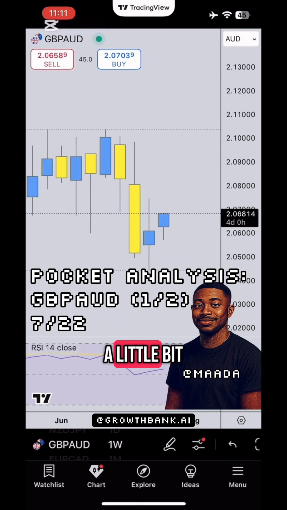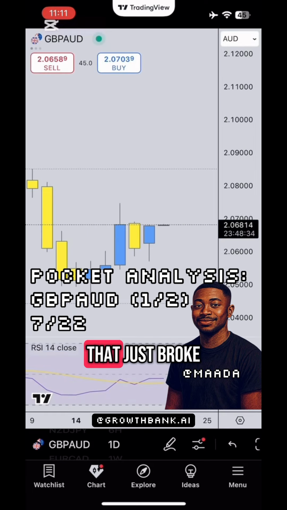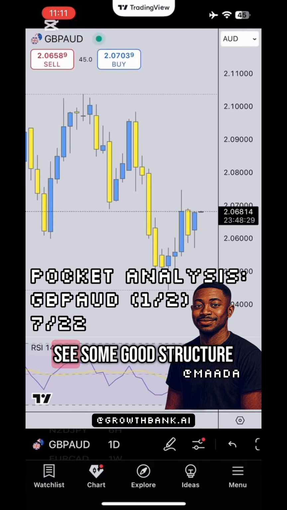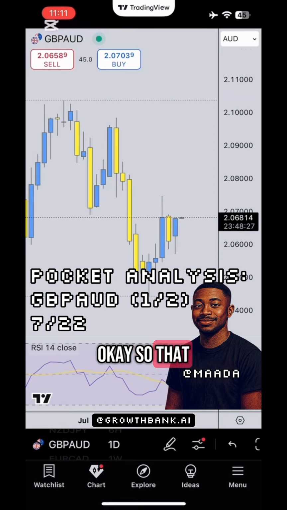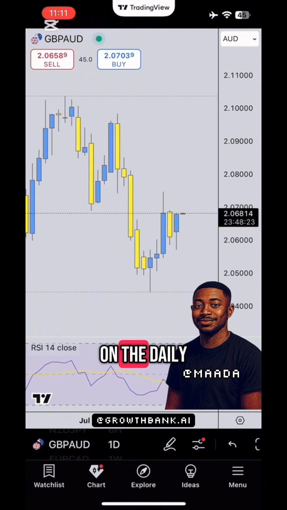The weekly looks a little bit like some consolidation, but there we see a high that just broke a low. There we go. We went to the daily chart and now we see some good structure. Okay, so that low broke. So it looks like we're currently in a downtrend on the daily time frame.